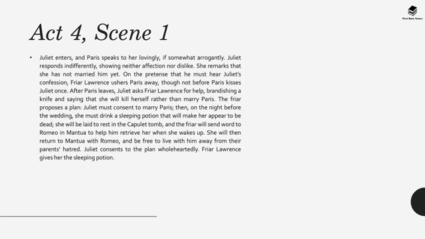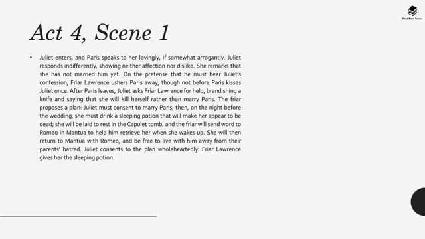Juliet then enters and Paris speaks to her lovingly, if somewhat arrogantly. Juliet seems indifferent, showing neither affection nor dislike, and she remarks that she's not yet married him. On the pretense that he must hear Juliet's confession, Friar Laurence ushers Paris away, though not before Paris kisses Juliet once. After Paris leaves, Juliet asks Friar Laurence for help, brandishing a knife and saying she'll kill herself rather than marry Paris.